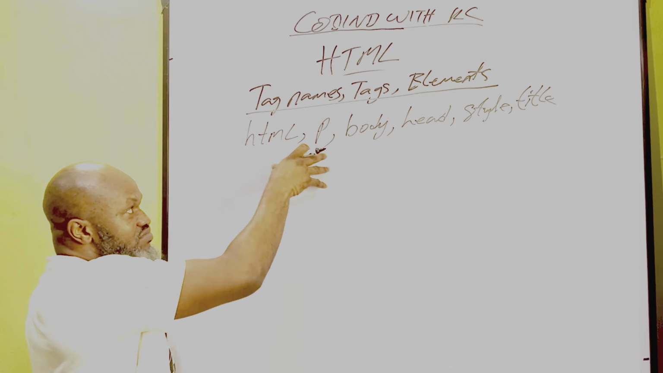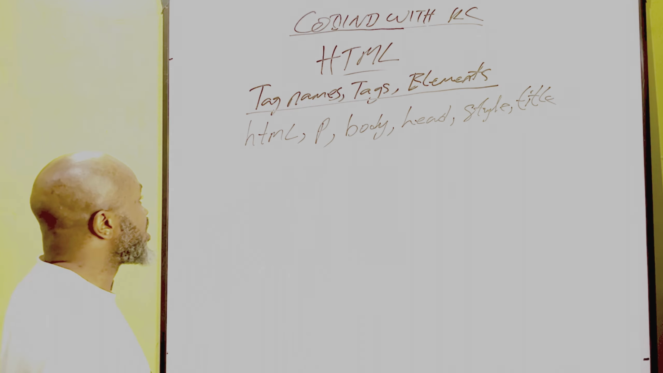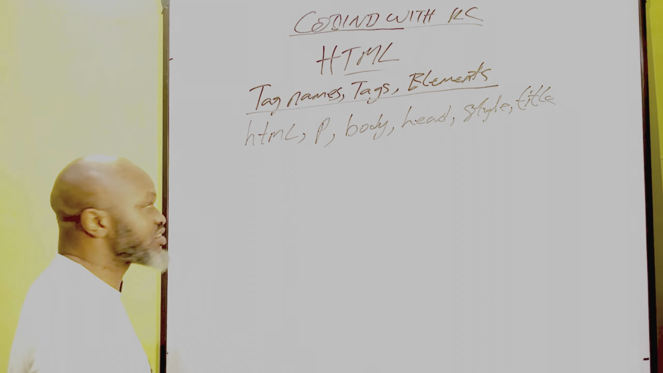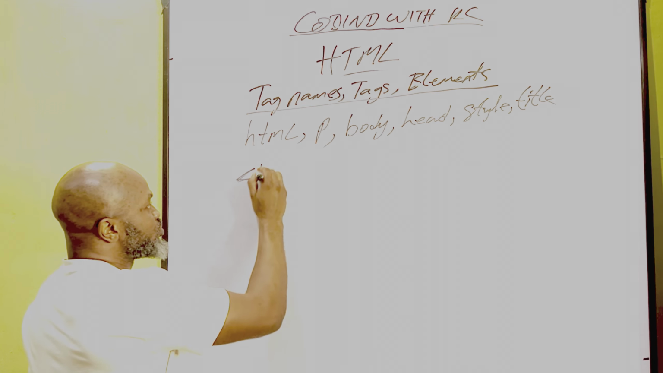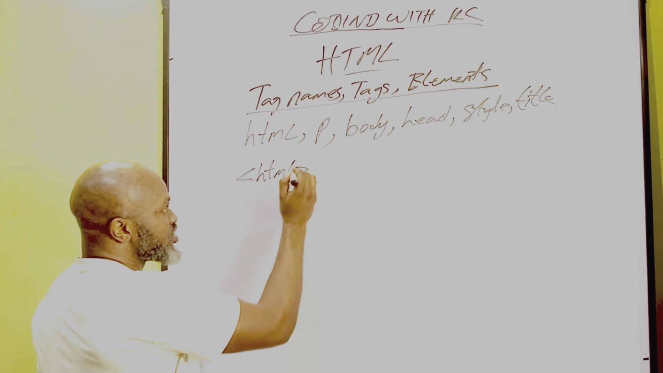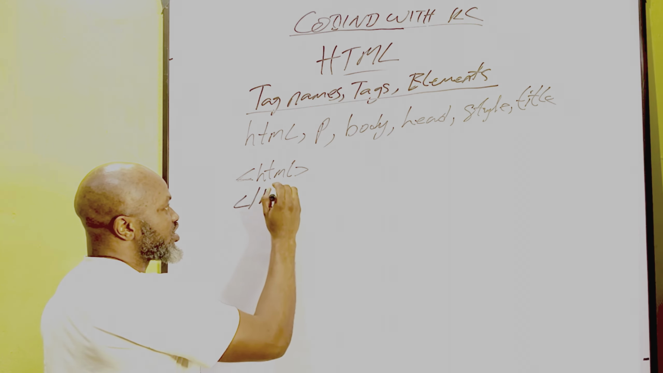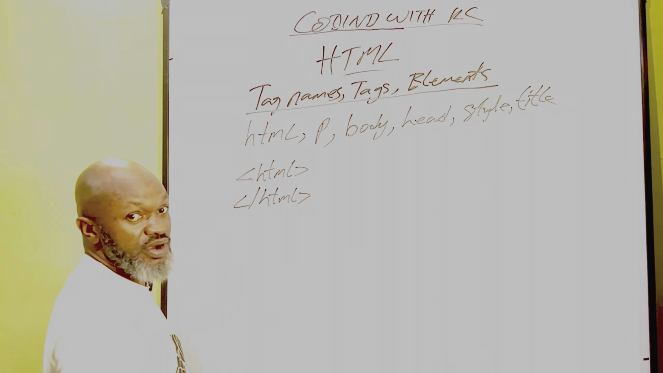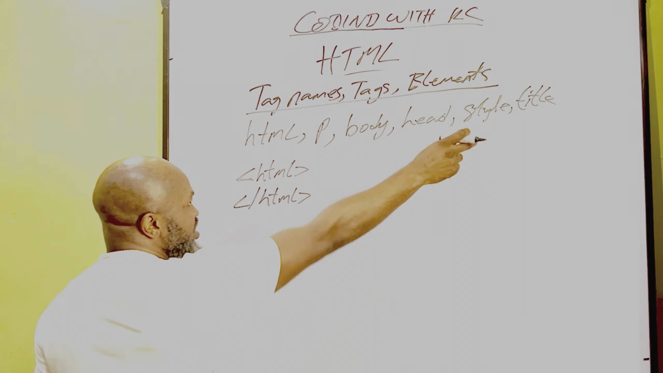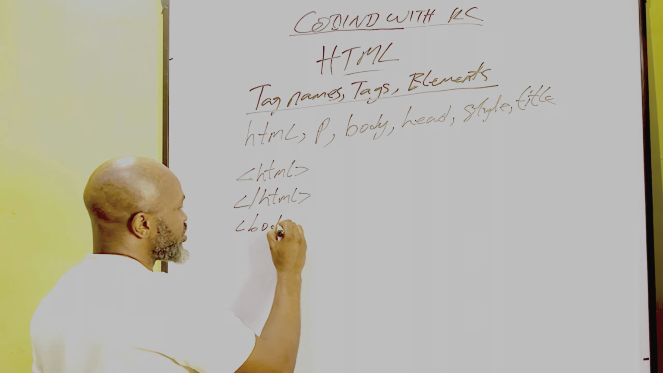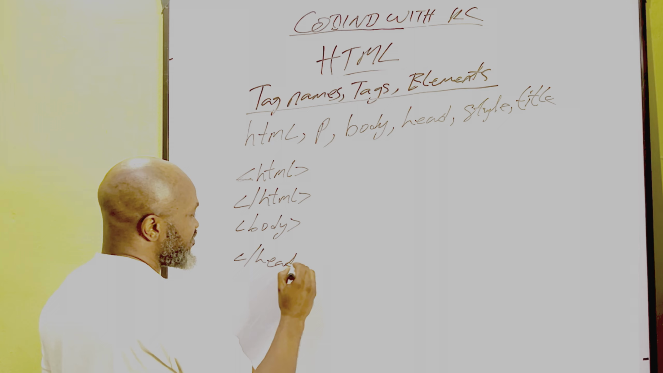Then tags. You can form tags from these tag names or keywords. And how do you form tags from them? If you have HTML and you want to form a tag from it, the tag would be an angle bracket, HTML, and then you close the angle bracket. Another version of this can be an angle bracket, slash, and then HTML, and then a close angle bracket. So these are tags. I can form tags from any of these, like body. I can have this body, right? And for head, I can choose to do this type for the head.